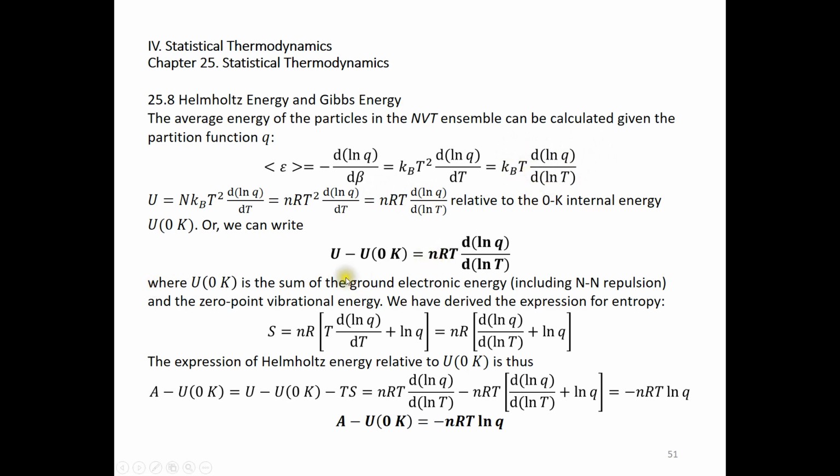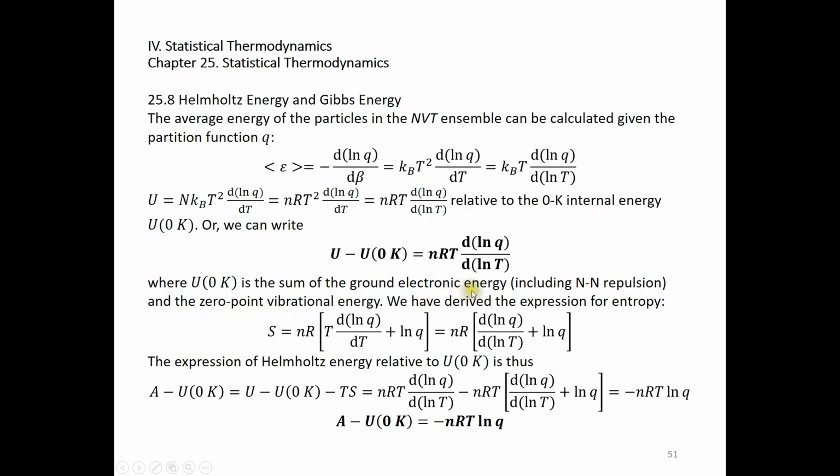So now we can write this equation. The internal energy of a system minus its 0 K internal energy is equal to nRT times d ln q over d ln T. This is the so-called thermal correction to the internal energy. This is always positive. U at 0 K is the sum of the ground electronic energy, which includes the nuclear repulsion, and also the zero point vibrational energy.